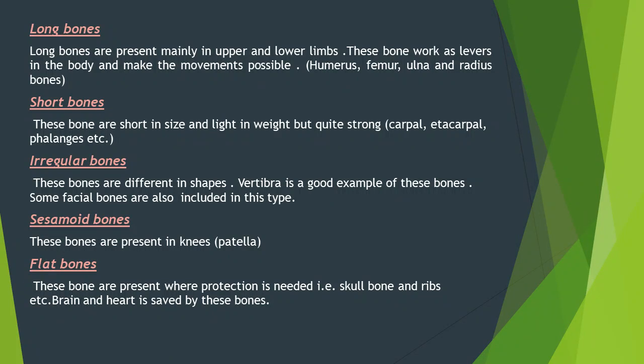Irregular bones. These bones are different in shapes. Vertebra is a good example of these bones. Some facial bones are also included in this type. Sesamoid bones. These bones are present in knees, patella. Flat bones. These bones are present where protection is needed, i.e. skull bone and ribs etc. Brain and heart are saved by these bones.